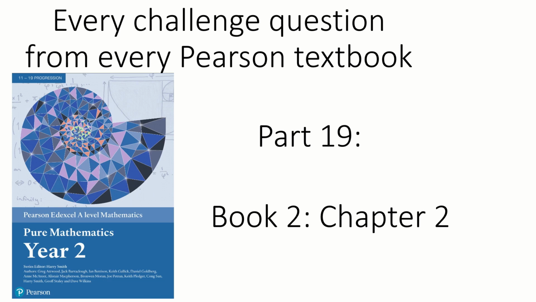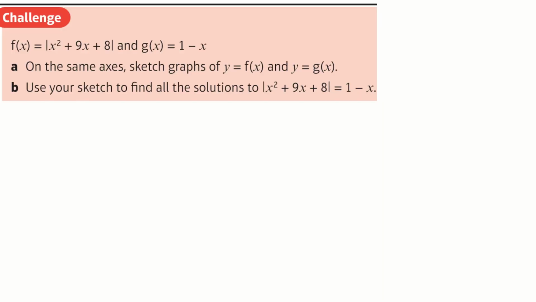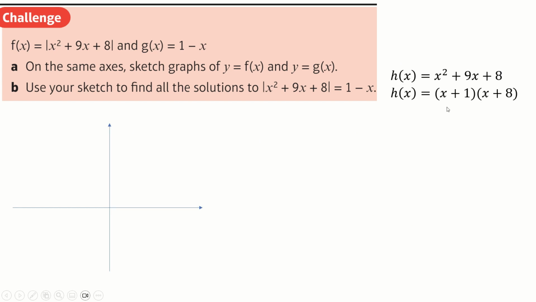Chapter 2 then of Book 2 of the challenge questions. This is the functions chapter. So to draw a mod function, we're just going to draw the regular function, x squared plus 9x plus 8 in this case. And of course factorize to this, and then roots are at -1 and -8, which means it looks a bit like this.